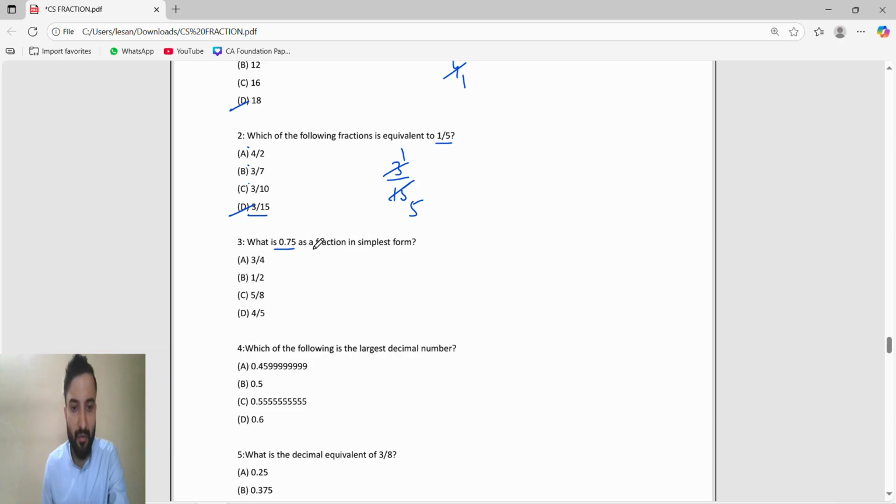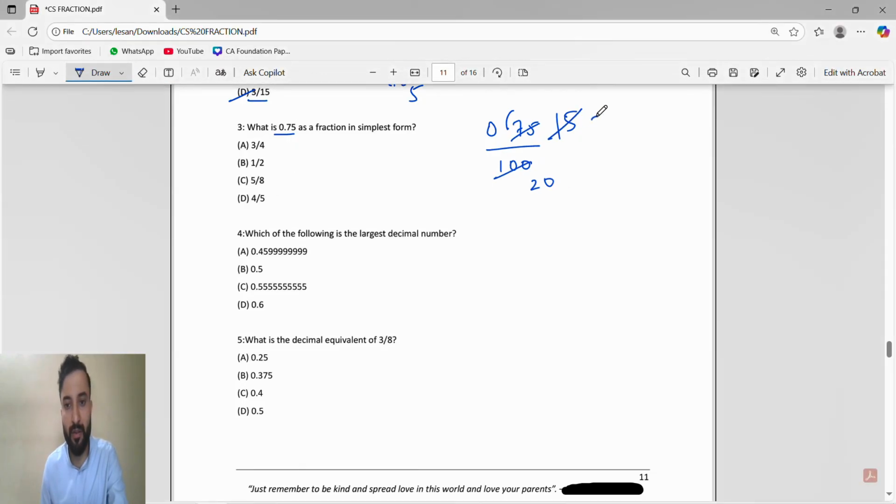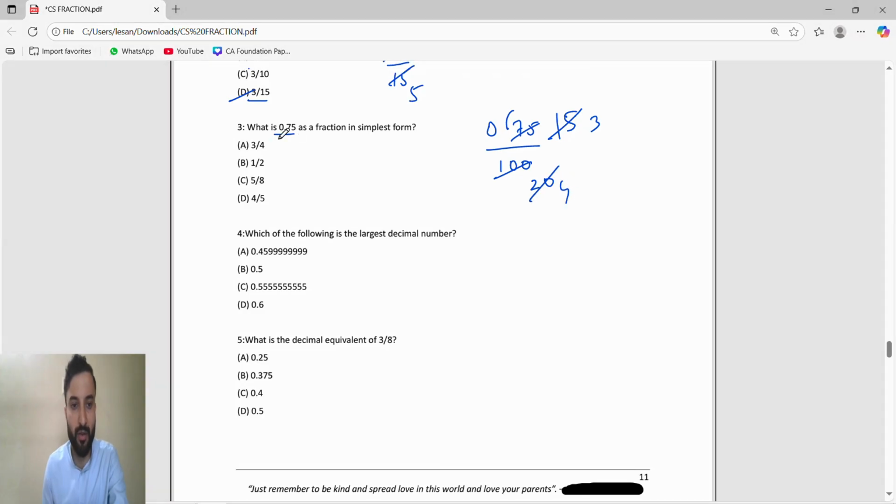What is 0.75 in fraction simplest form? 0.75 means what? We'll remove this point. After how many digits? 2 digits, so 100 will come. 75 by 100. It will go by 5: 5 times 5 is 25, so 15 by 20, since 15 times 5 is 75 and 20 times 5 is 100. 15 by 20 is not in the options, so again it will go by 3: 3 times 5 is 15, 4 times 5 is 20. 3 by 4.